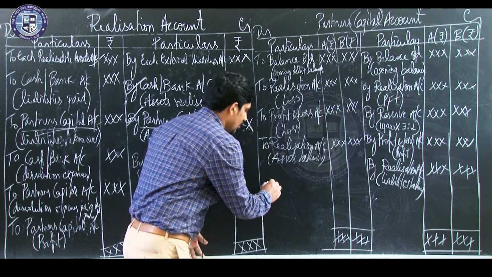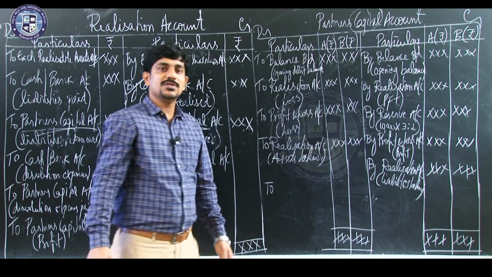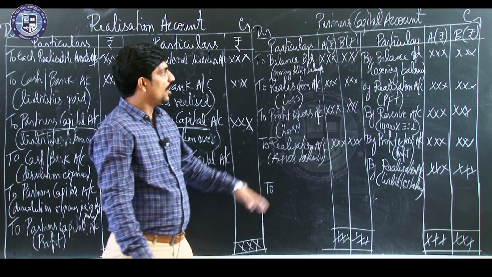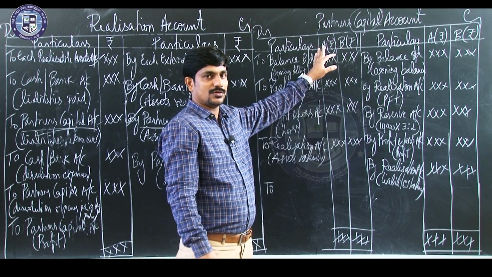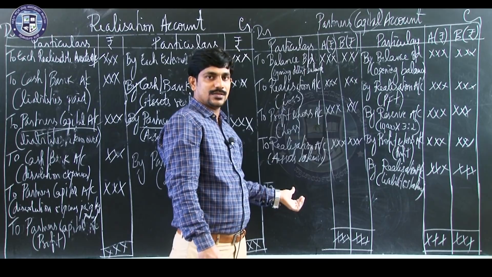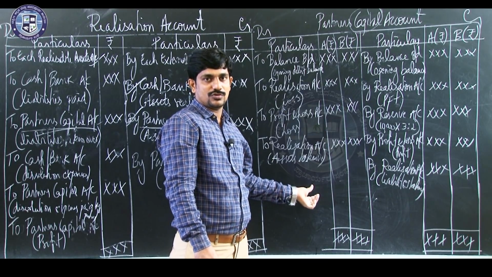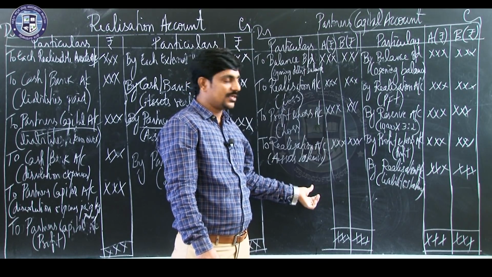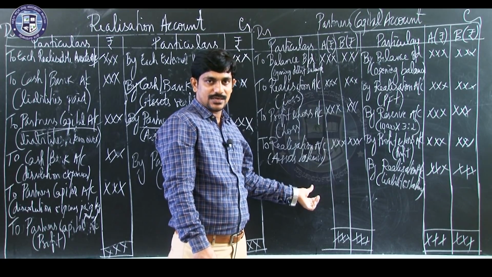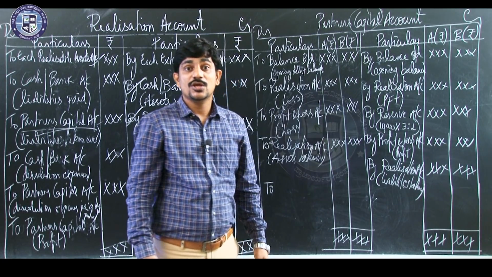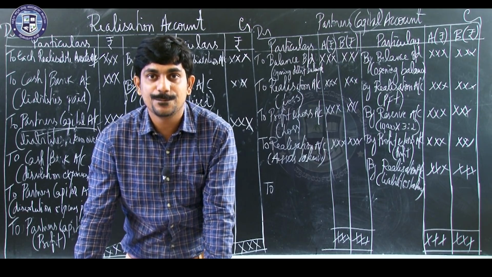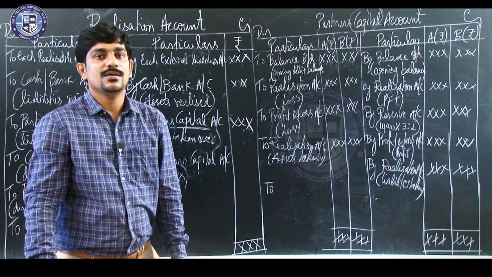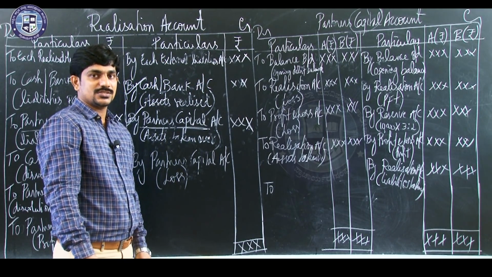Now, here you have to be very careful. In the admission and retirement of a partner, how did you settle the partners' capital account? By transferring the balance to balance carried down. You wrote the balance amount as "to balance carried down." Now, here what are we doing? Here we are closing the business of the partnership.